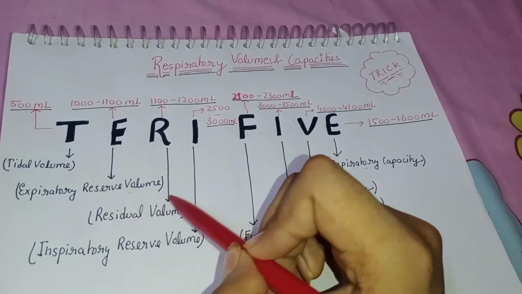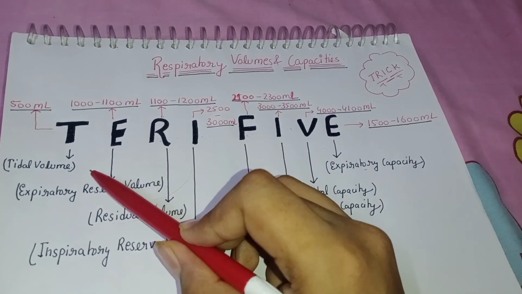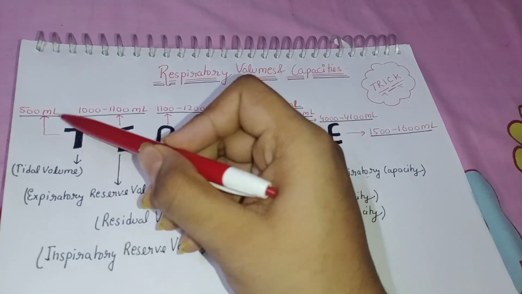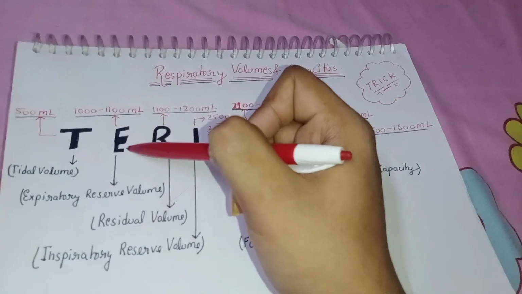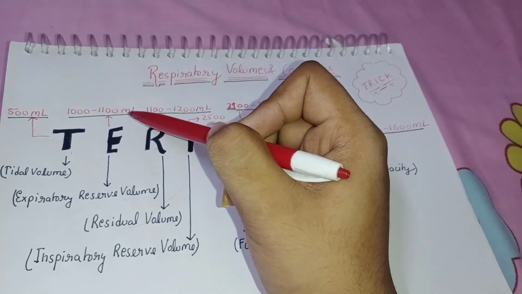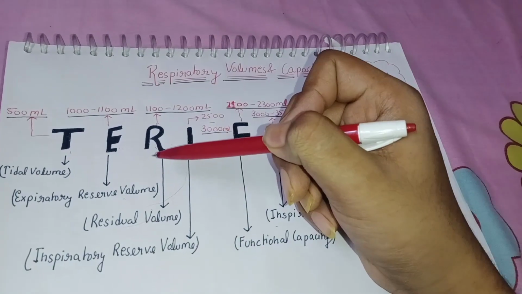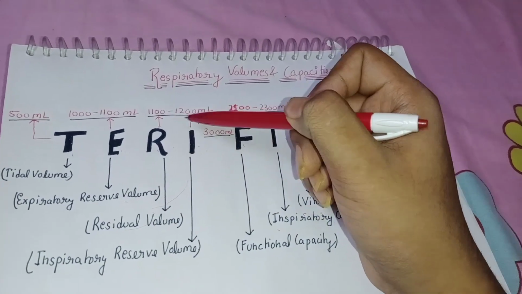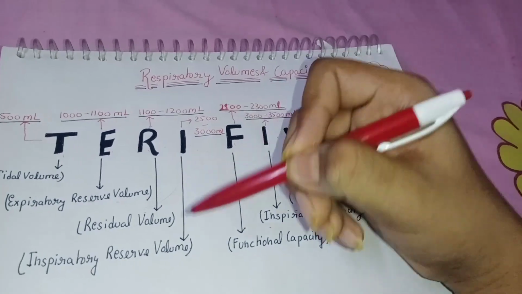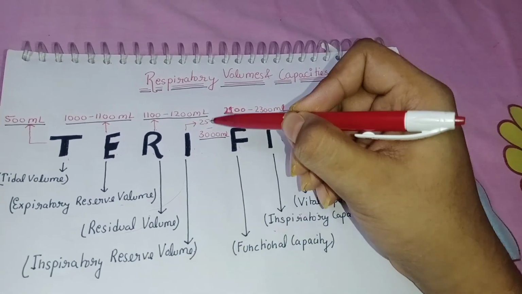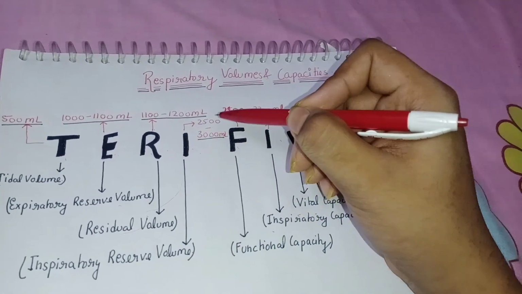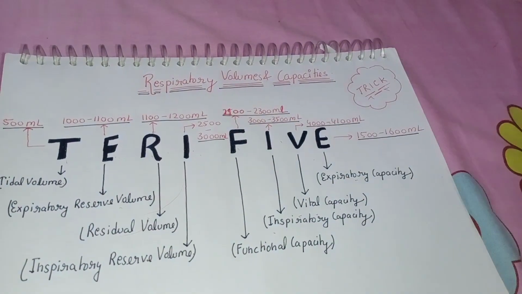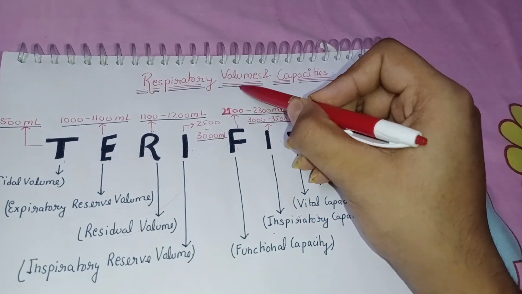This is the part of volume, T, E, R, I, in which T is about 500 ml, E is about 1000 to 1100 ml, R, residual volume, is about 1100 to 1200 ml, and inspiratory reserve volume, which is represented by I, is about 2500 to 3000 ml. This completes our part of respiratory volume.